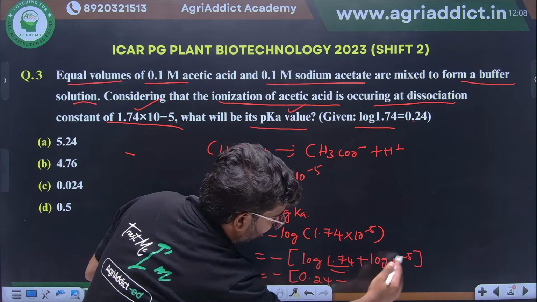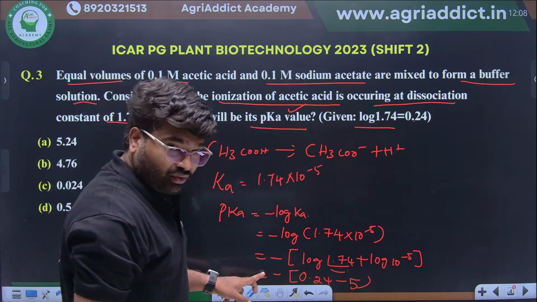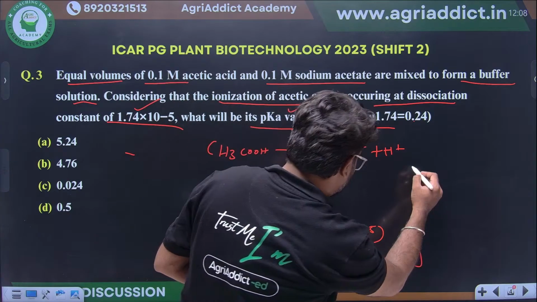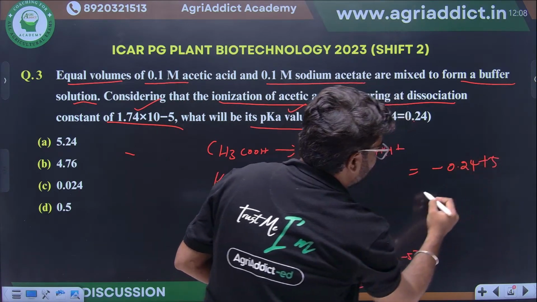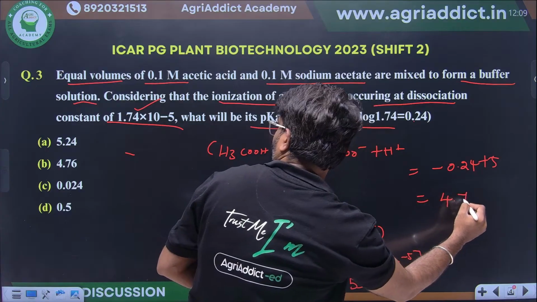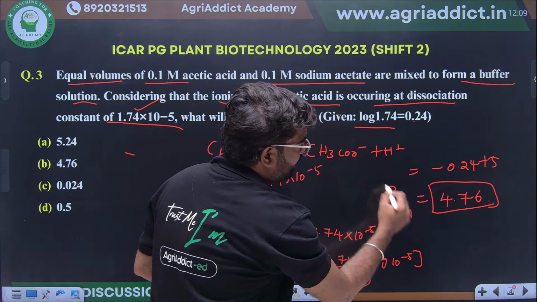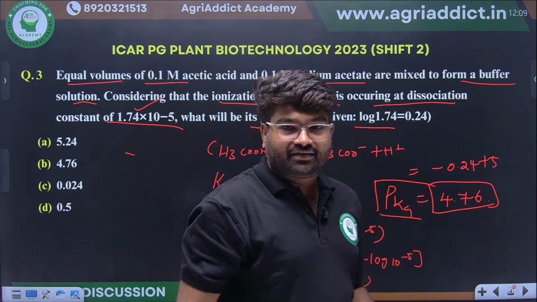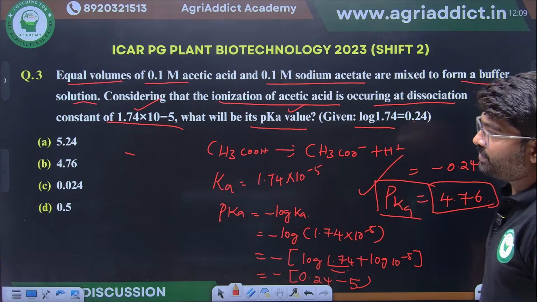0.24 minus 5. Clear? This will come minus 5. So if I further simplify this one, we will get minus 0.24 plus 5. If we simplify, 4.76 will come. Clear? So the pKa will be 4.76. This is clear, students. So pKa will be 4.76.